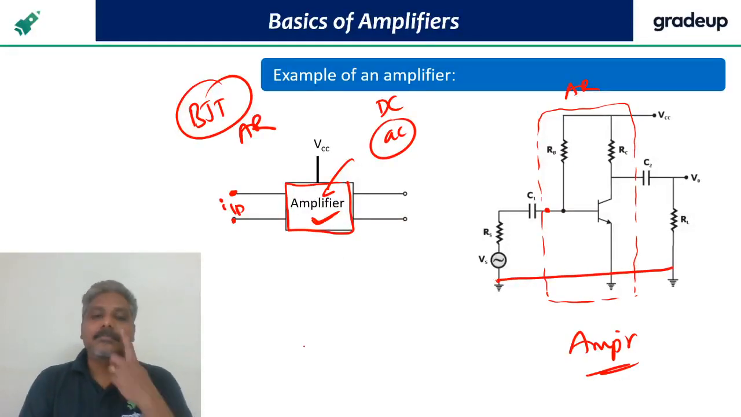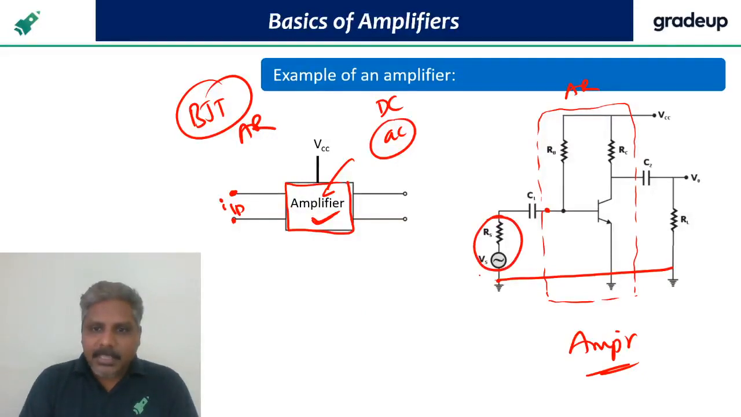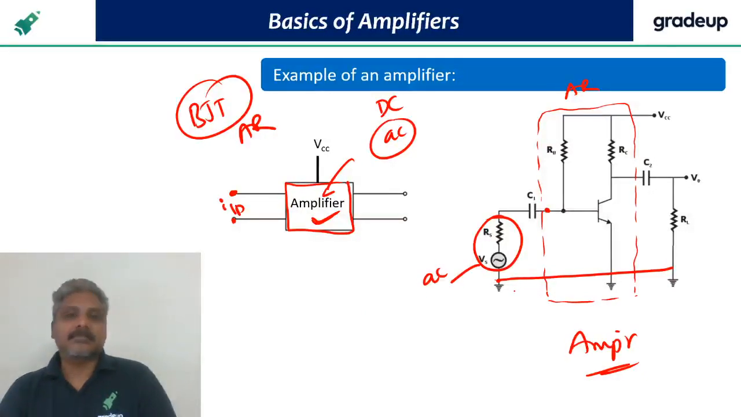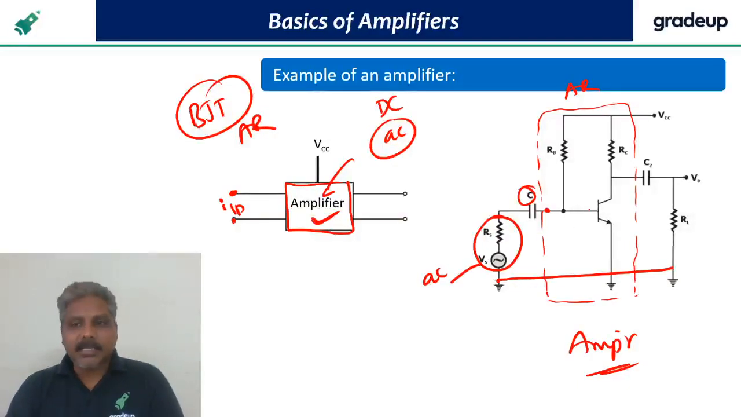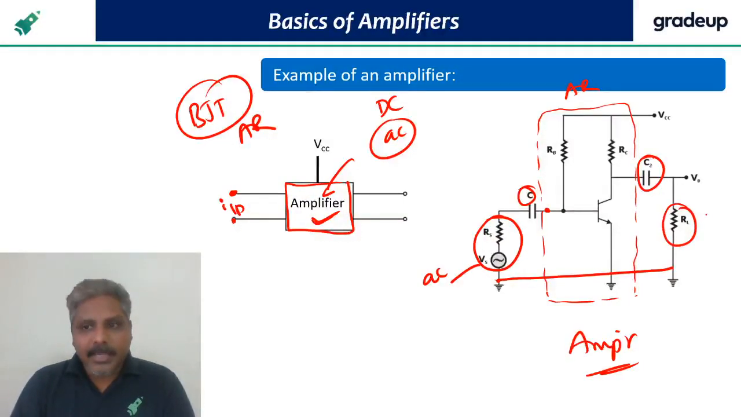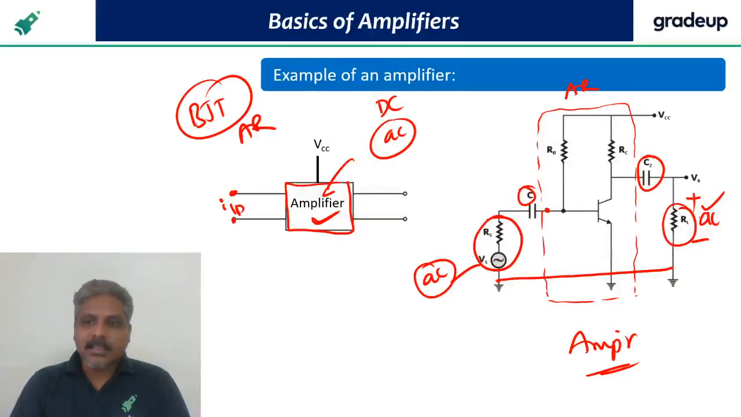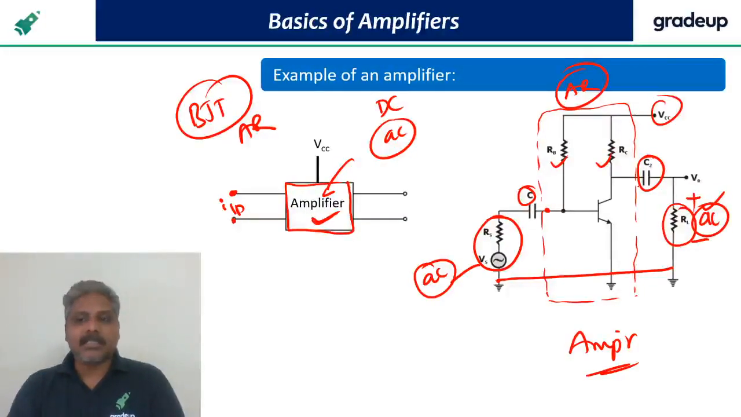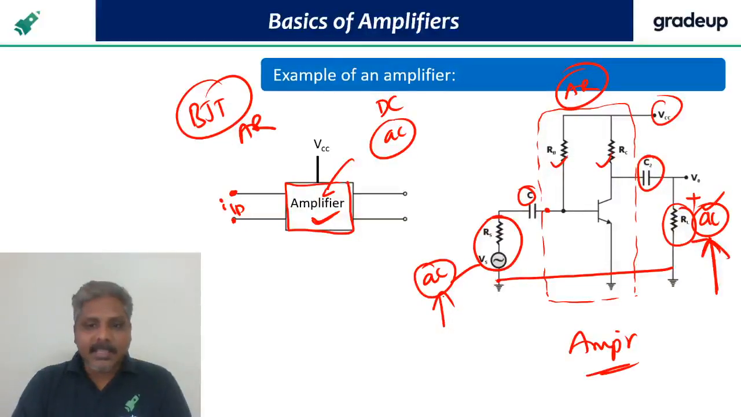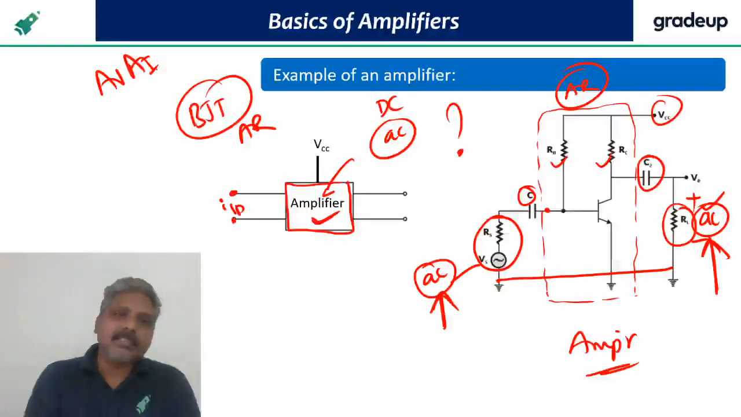This is nothing but ground. So this is the signal that I am applying here. This is the AC signal I am getting. Why this capacitor? I'll tell you in the next class. This is the load, where the AC signal is available across it. You applied an AC signal, you get an AC signal, because the transistor is in the active region because of RB, RC and VCC. Now the question is, is this AC signal higher than this AC signal or not? If yes, how much higher is it? That's what our AV, AI, ZI and ZO are.